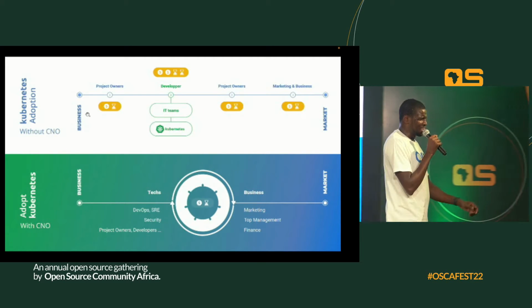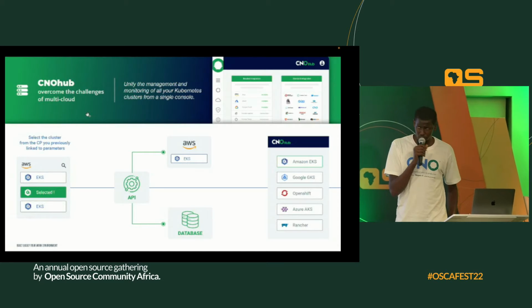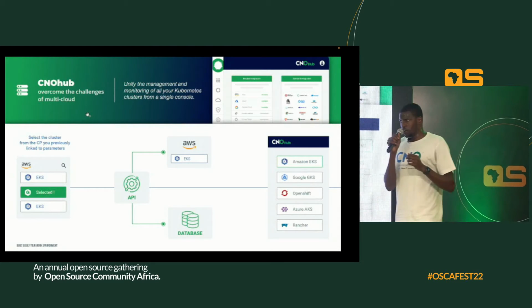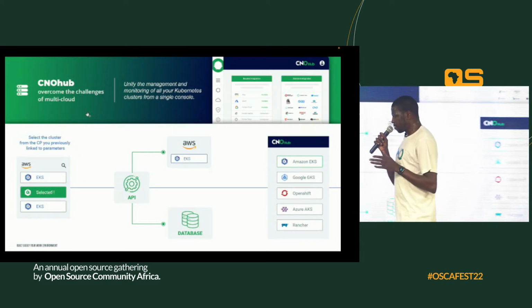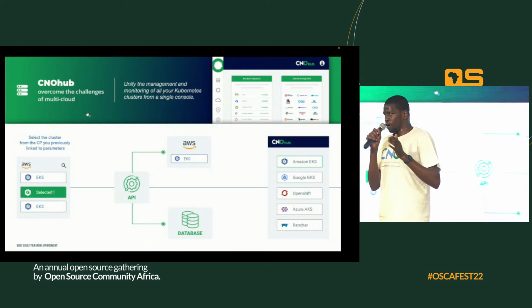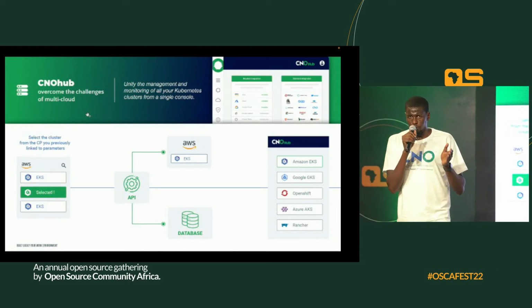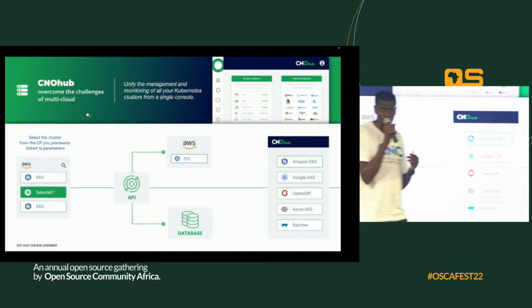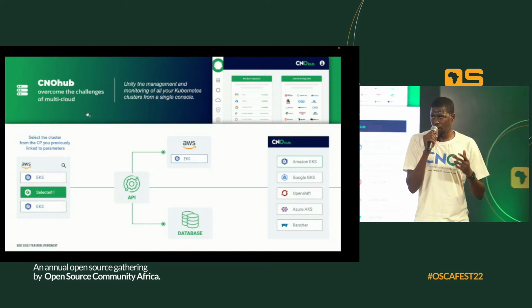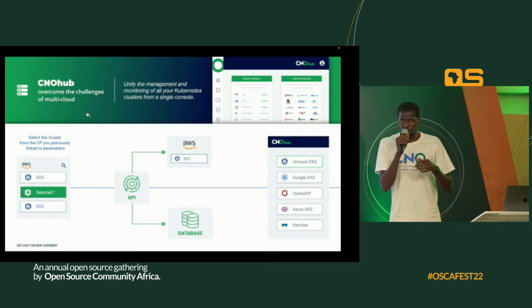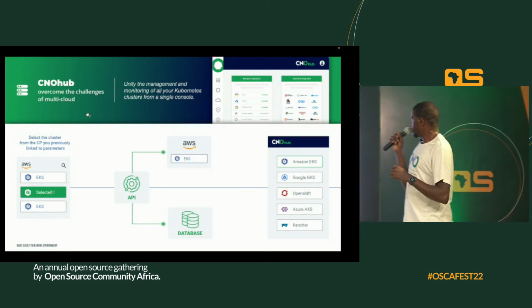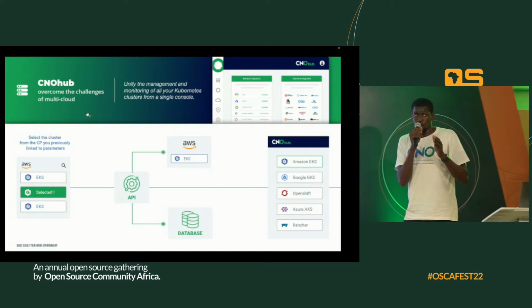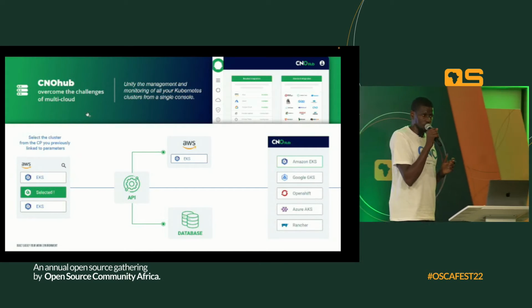Now, let's see how CNO does it. At first, you have what we call CNO Hub. CNO Hub is something like a Docker Hub of Kubernetes clusters. So yeah, CNO Hub is something like a hub of Kubernetes clusters. I think if you are a developer or you know containers, the explanation will make sense. From CNO Hub, you can add all the clusters.